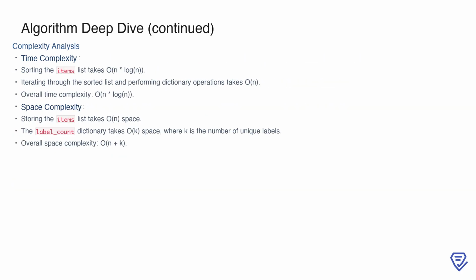Let's evaluate the complexity of this approach. The time complexity is dominated by sorting the items list, which requires O(n log n). Iterating through the sorted list and performing dictionary operations adds a linear O(n) component, resulting in an overall time complexity of O(n log n). For space complexity, we use O(n) to store the items list and O(K) for the label_count dictionary, where K is the number of unique labels. Thus, the total space complexity is O(n + K). This makes the algorithm efficient and scalable for large inputs, provided the constraints are reasonable.